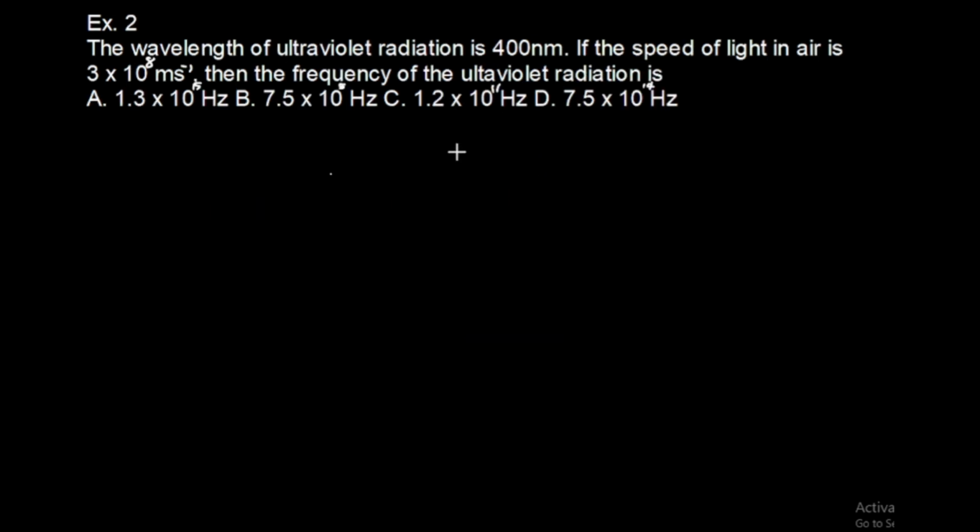Now let's also attempt this question. It says the wavelength of ultraviolet radiation is 400 nanometers. Again, we bring out all our parameters. Wavelength equals 400 nanometers. It said the speed of light in air is 3 times 10 to the power 8 meters per second, so V equals 3 times 10 to the power 8 meters per second. Then the frequency of ultraviolet radiation is, so we are looking for f in this case.